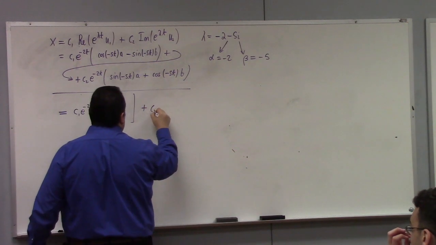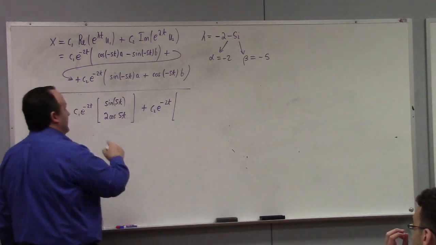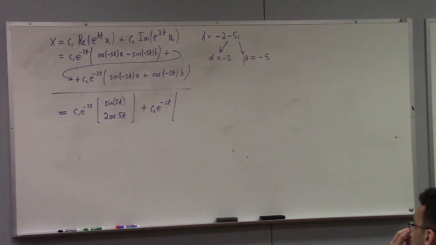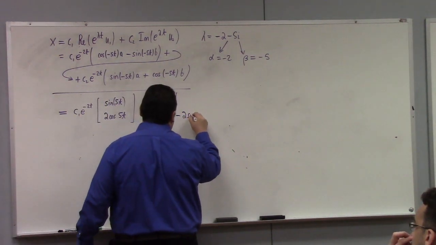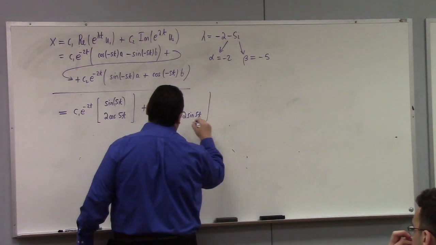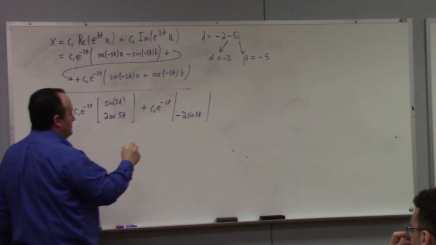And then I get plus C2 e to the -2t. Let's work that out. The minus pulls out. We have a minus a, so like -2, and we get a -2 sine 5t down here. And the cosine is even, it eats the minus. The b was 1, 0, so I get a cosine 5t up here.